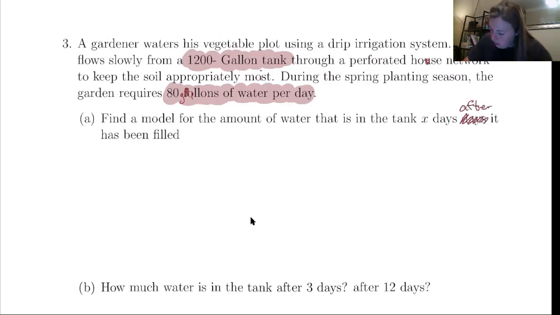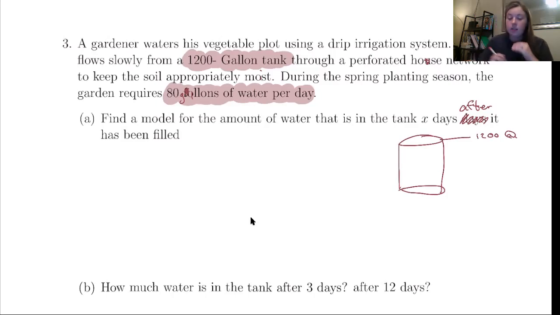Right, so I'm going to draw my tank. Okay, I filled it up, right? So day one, I'm going to have 1,200. So it's days after I filled it. So on beginning of day one, what time? This is the hardest part when we were dealing with time. We're clicking our stopwatch right then and there. So this is going to be at x equals 0 when it's all the way up.